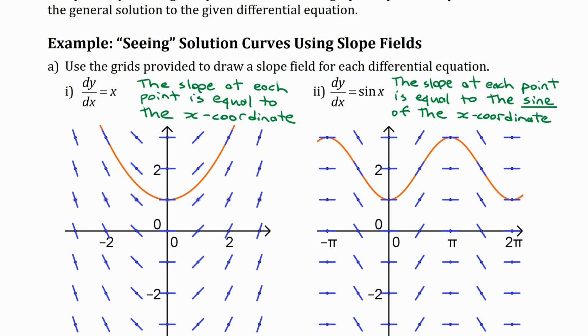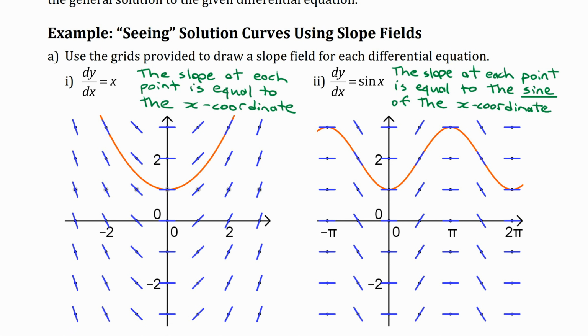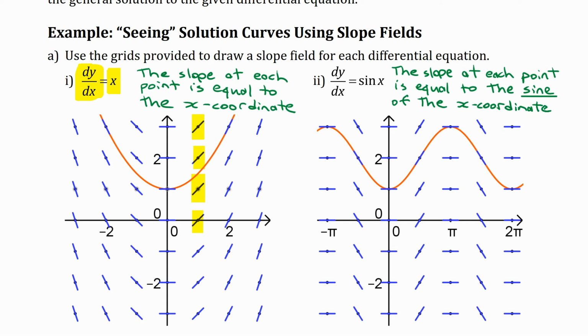Notice all the lines along the y-axis are horizontal. The reason is that the slope is equal to the x-coordinate, and the x-coordinate of every one of those points is 0. So the slope is 0. The next one over, at 1, the x-coordinate is 1, so the slope is 1. These are drawn such that they have a slope of 1.